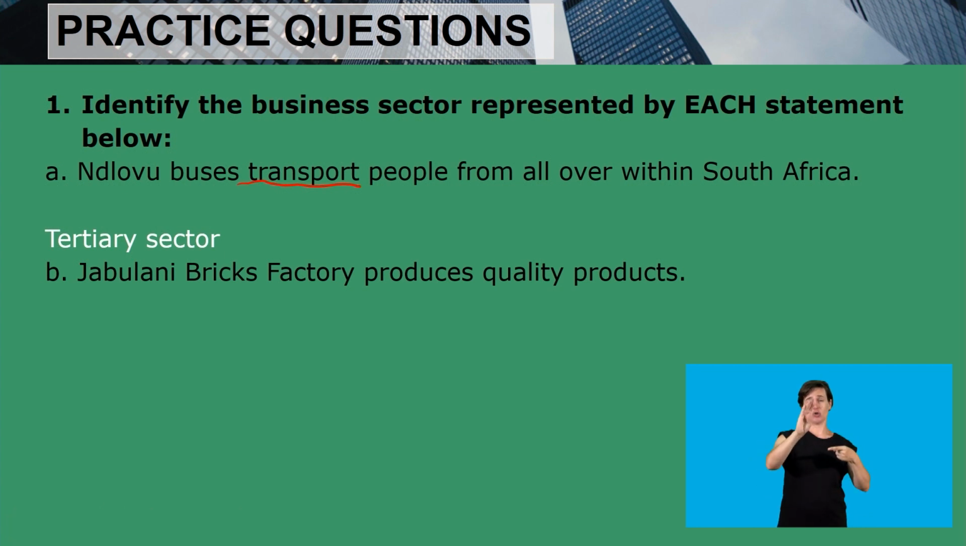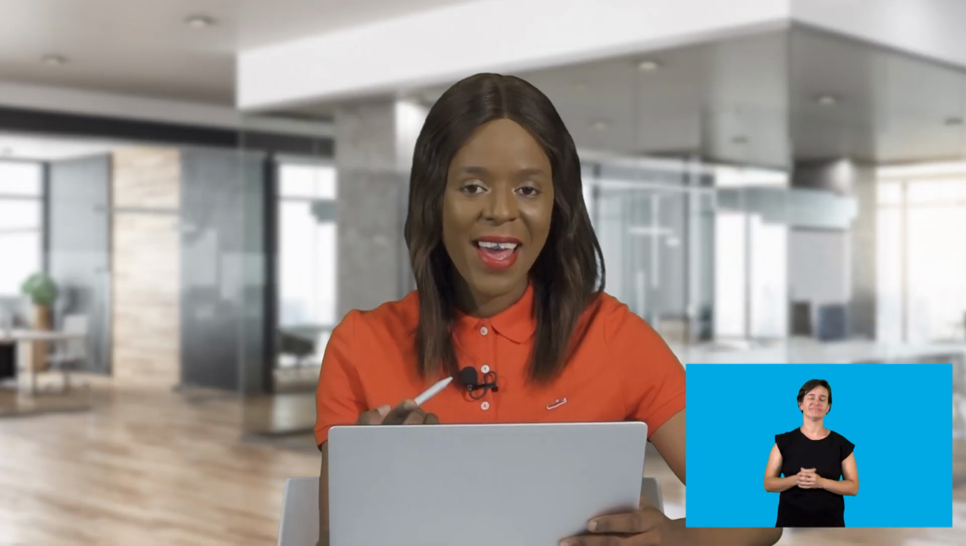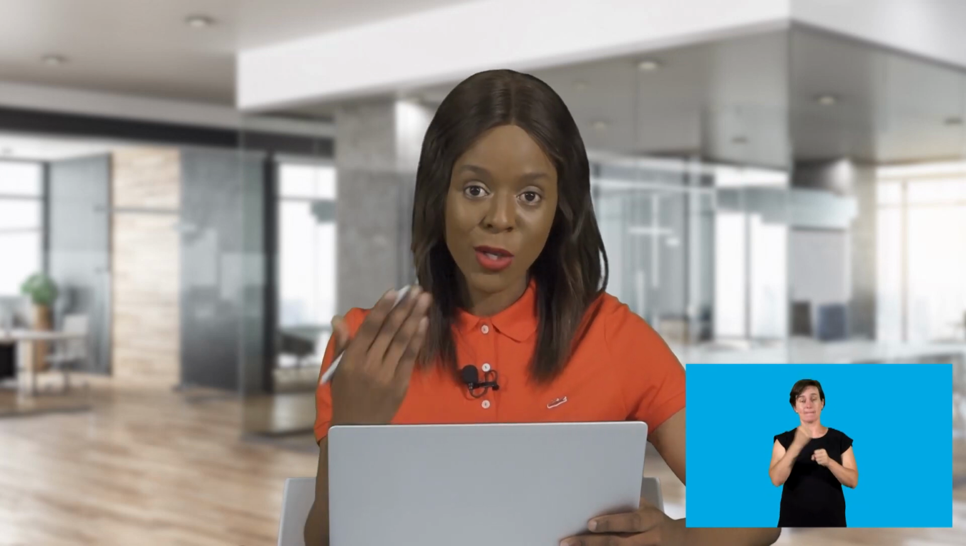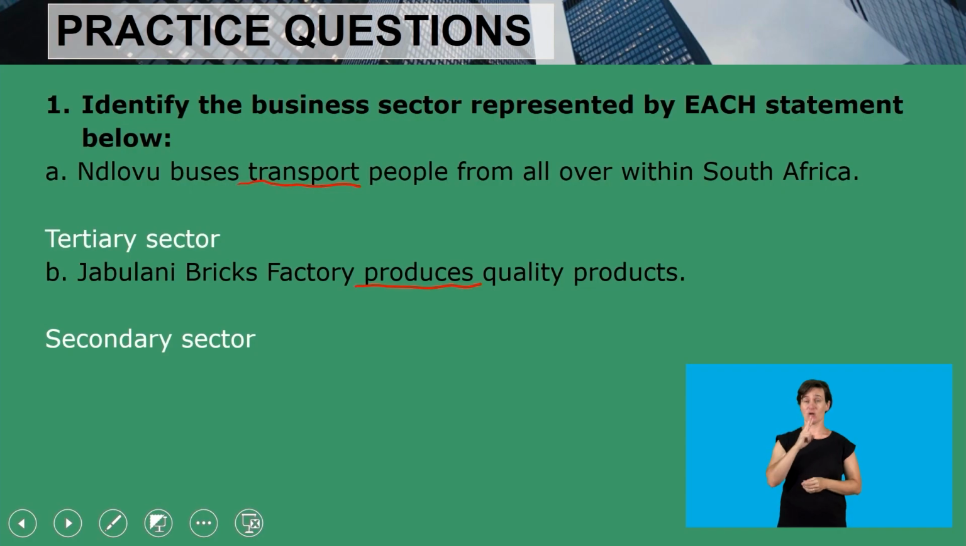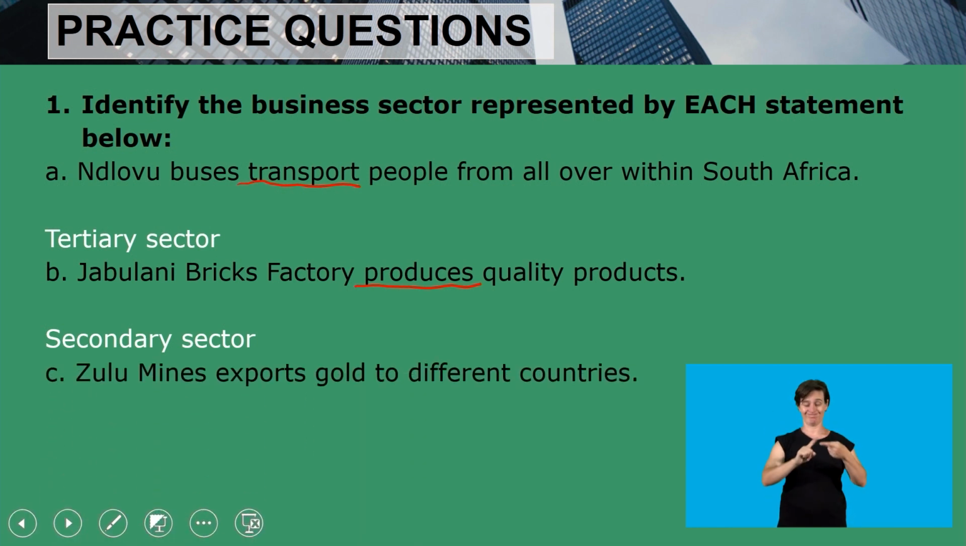Let's move to number B. Jabulani Bricks Factory produces quality products. Here's a brick factory, it produces quality products. So our keyword here would be the term produces. Which sector deals with producing products? Giving you 2 seconds. The correct answer would be our secondary sector, because that sector deals with transformation of raw materials into useful products. So the correct answer is secondary sector.